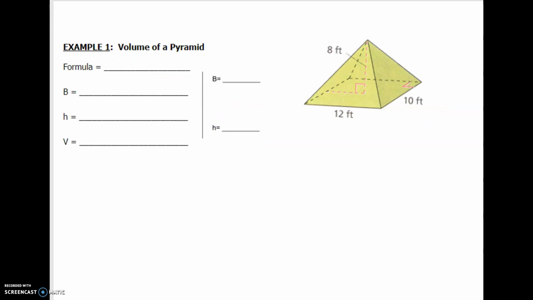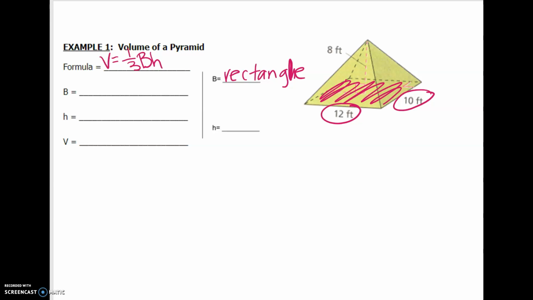Here's an example. So the volume of a pyramid. Well, first we write the formula again. So V for volume equals 1/3 big B times H. And big B is the area of the base. In this case, let's break down, well, what shape is the base? So big B is a rectangle here, because if you notice, there's a 12 and a 10. So it's not a square, and we're just talking about the base for now. So the area of a rectangle is what we need to find.